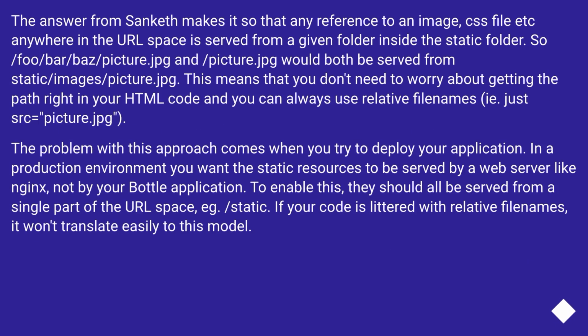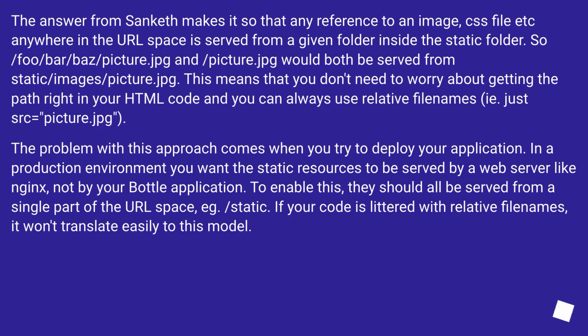The answer from Sankith makes it so that any reference to an image, CSS file etc. anywhere in the URL space is served from a given folder inside the static folder. So /foo/bar/baz/picture.jpg and /picture.jpg would both be served from static/images/picture.jpg. This means that you don't need to worry about getting the path right in your HTML code, and you can always use relative file names, e.g. src="picture.jpg".